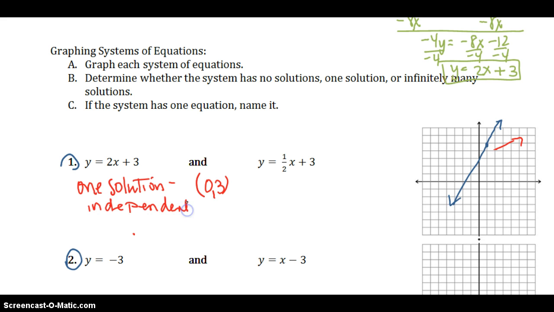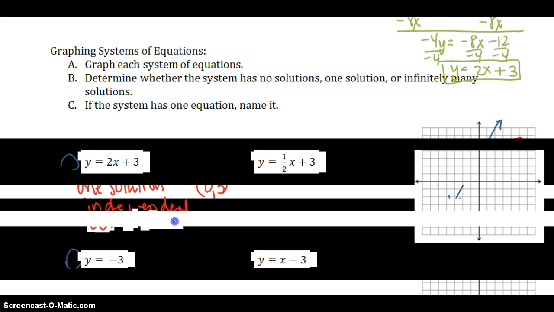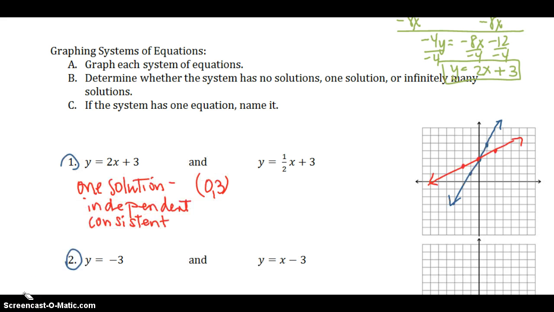I don't know why it's erasing. Okay, there it is. Independent and consistent. All right. One solution, independent, consistent. I'm going to leave the second one for you to try on your own. So you can pause here and do number 2.